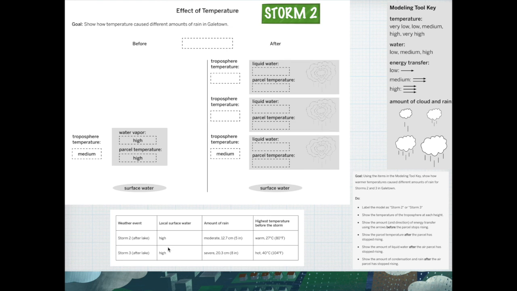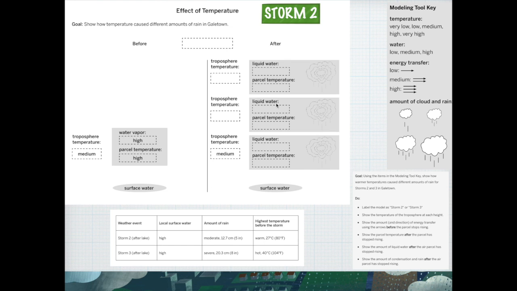Okay, so I'm going to model storms 2 and 3 in a diagram, which you also have in your workbook. So for this one, you want to write in that this is storm 2. And we have 2 sections, a before and after. In the before section, we notice that it's set to a medium in the troposphere. The air outside is medium, meaning that it is warm, not hot. And the water vapor is high and the parcel temperature is high.